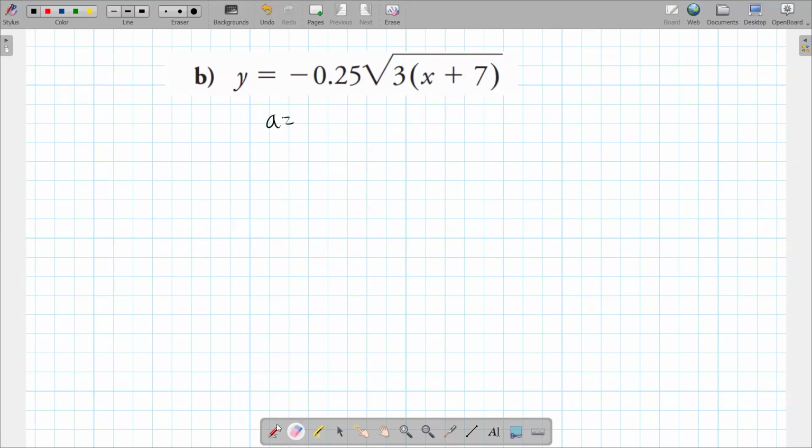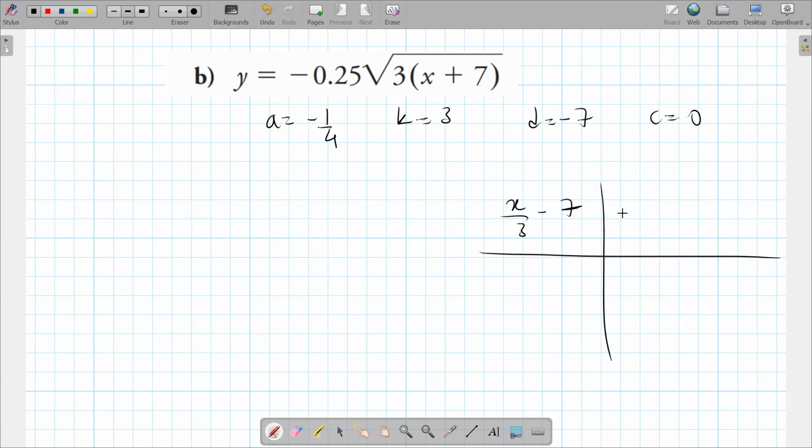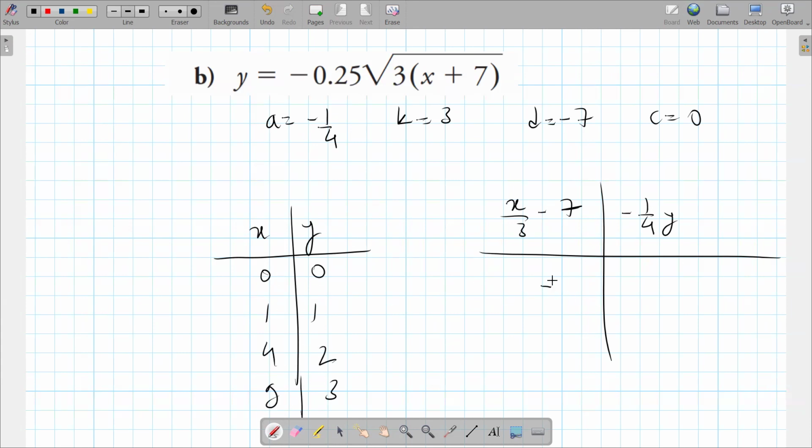K is not 1. K is 3. D is minus 7. C is 0. So you have the square root of x over 3 minus 7, negative 1 over 4y. And we know that this is the root function, which starts at 0, 0, 1, 1, 4, 2, 9, 3. So negative 7, 0, negative 6.66, negative 0.25. You know what I'm doing now, right? Five points. Some of these numbers might be off, so don't hold me to that.